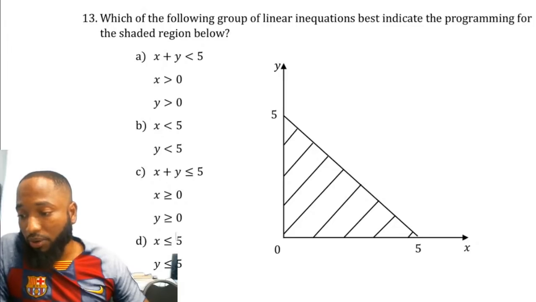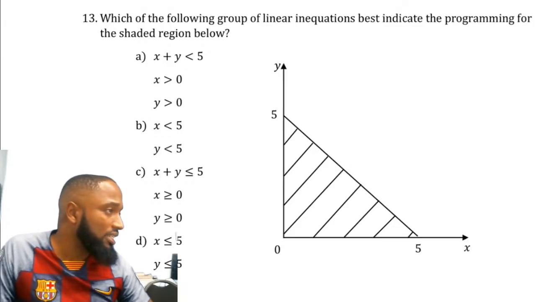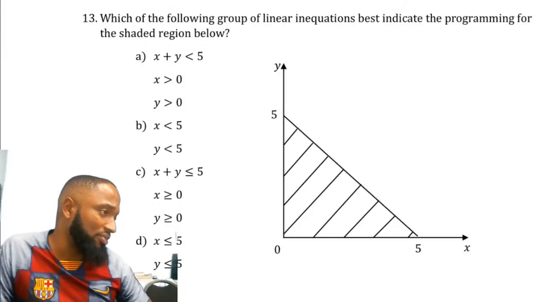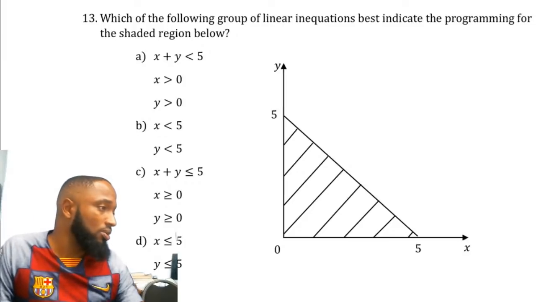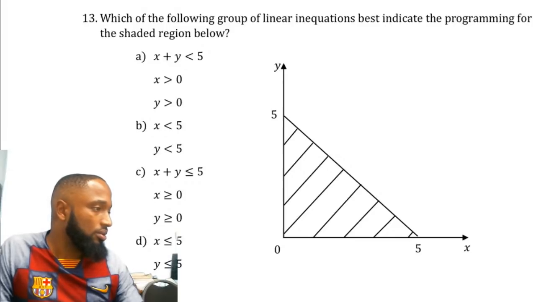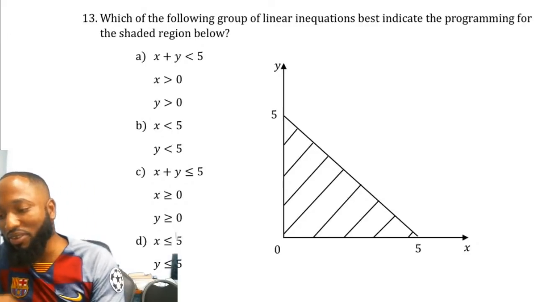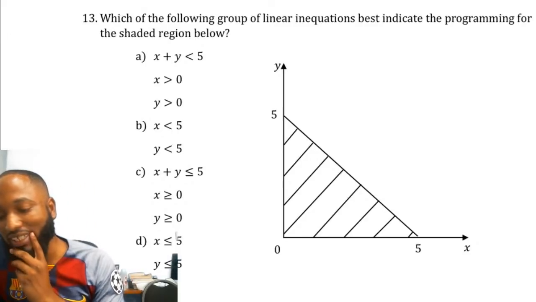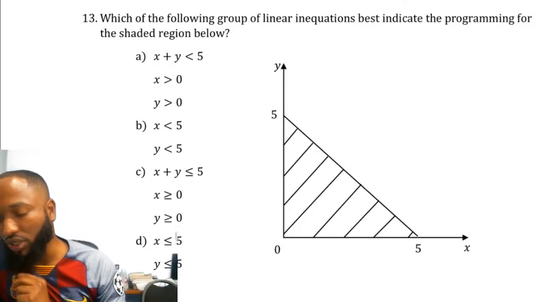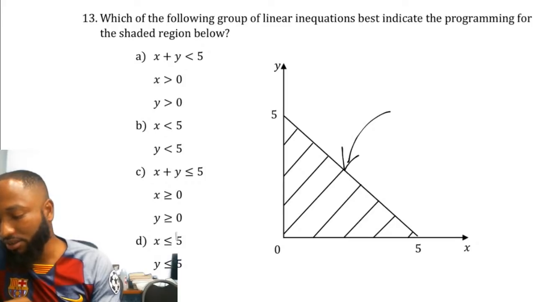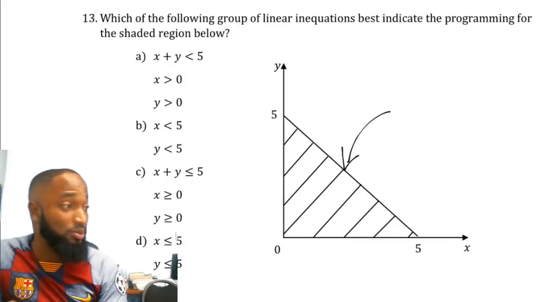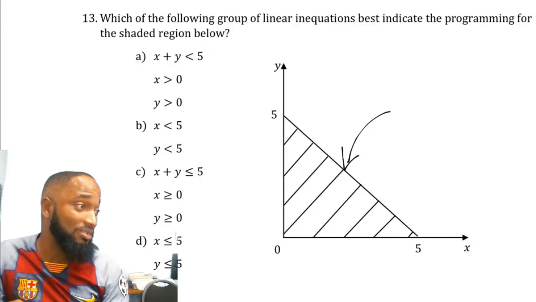Anyhow, which of the following group of linear inequalities best indicates the programming for the shaded region? Most people say D, but we have some sprinkling of C. So let me see who is correct. Alright, this is how it works. You see this line here? Most people say D.